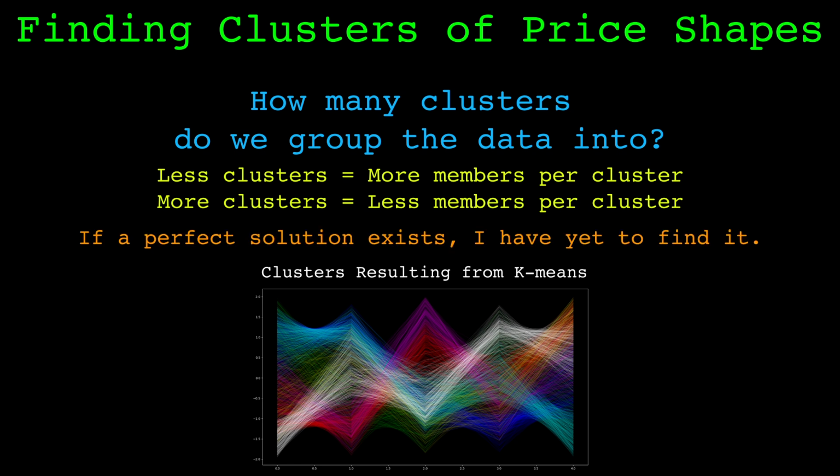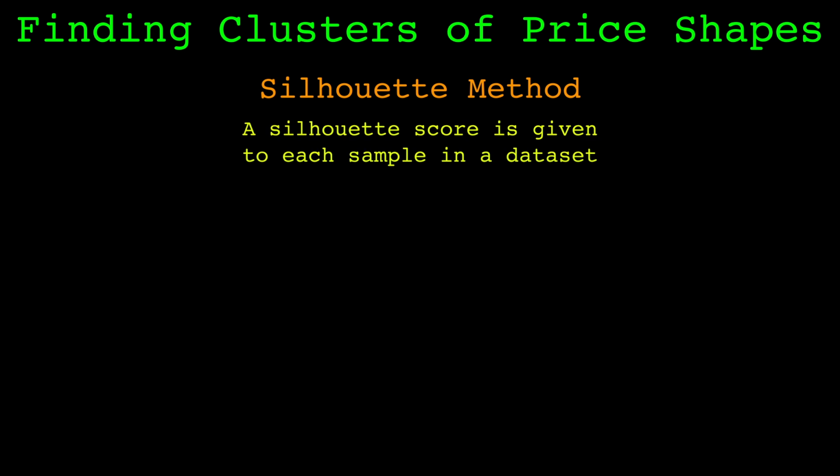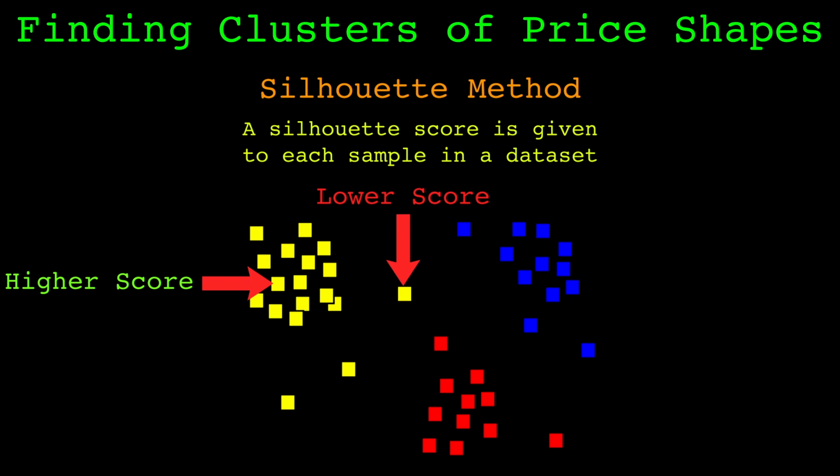There is no perfect solution to this problem, and it is certainly something requiring further research, but a decent approach I've found is using the silhouette method. The silhouette method scores each sample for how well it fits into its cluster. Samples that fit nicely toward the center of their cluster score high, while samples that are on the outer edge, lying in between two clusters, will get a lower score.